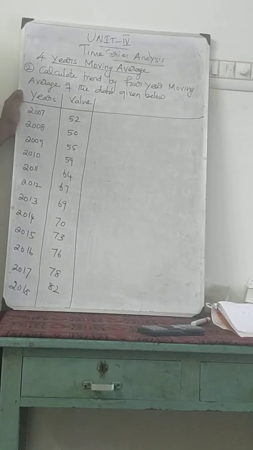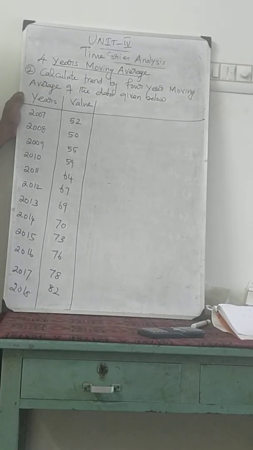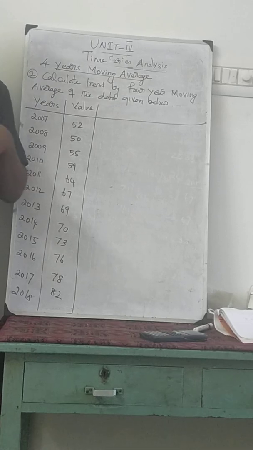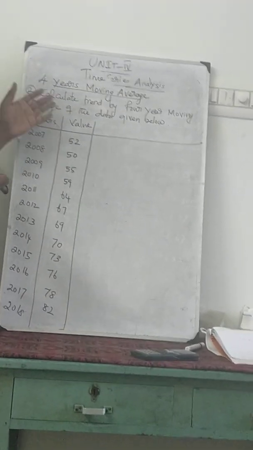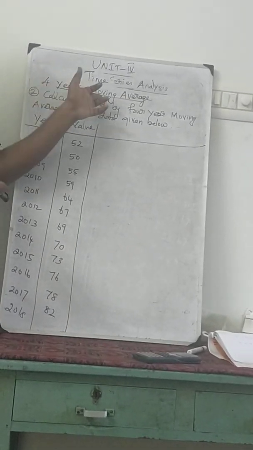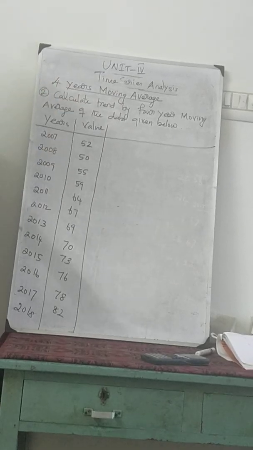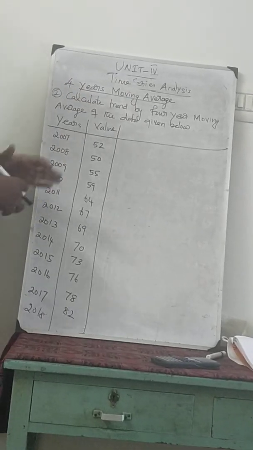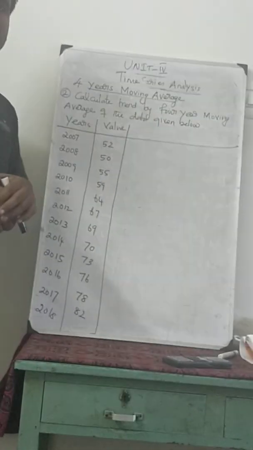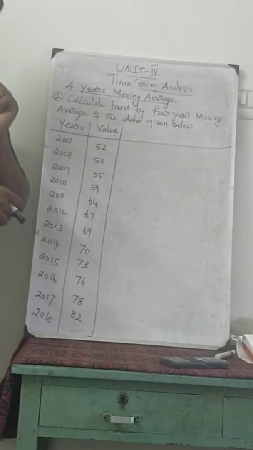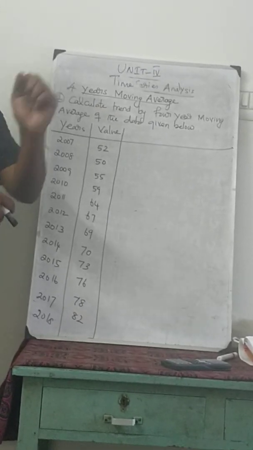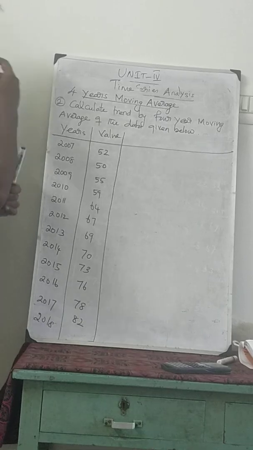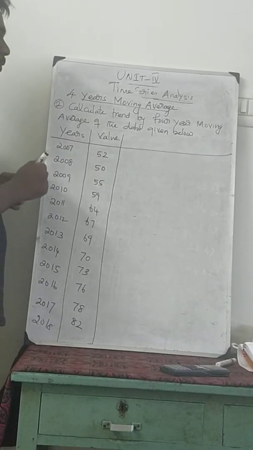Hello everyone. In the last video we discussed how to calculate the 3 years moving average. In this video we are going to discuss the 4 years moving average, and how to calculate it. It is similar to the 3 years moving average, but the calculations will be different. This is a problem of the 4 years moving average.